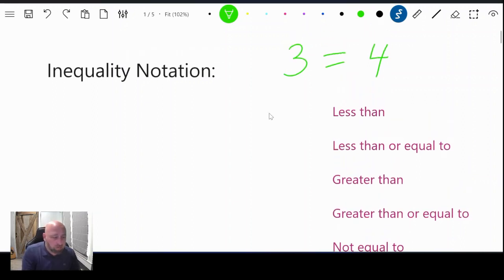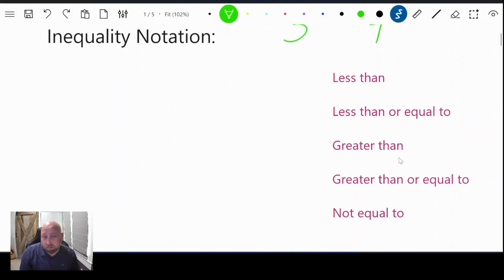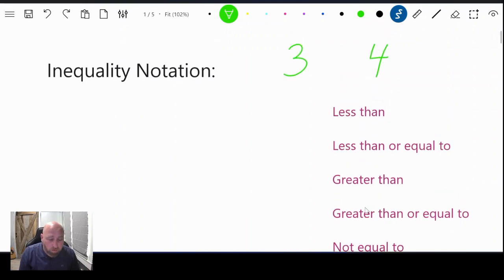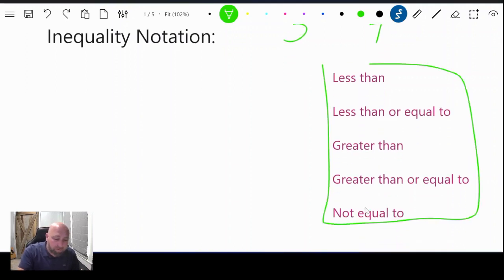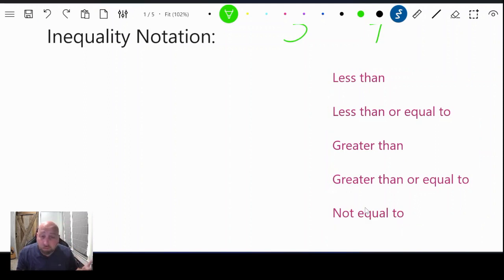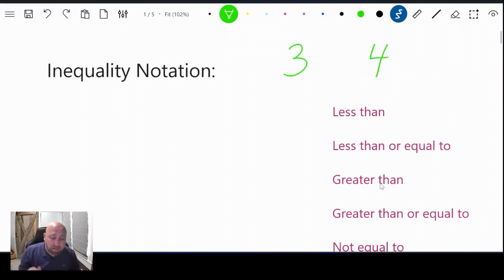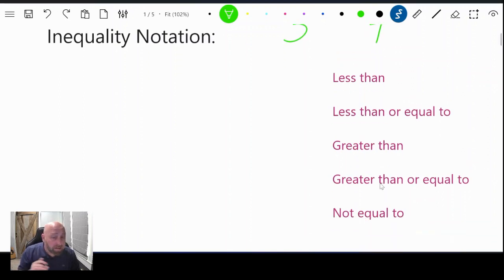So, we know that equals doesn't work, so we can't use that. Is 3 less than 4? Yes, it is. So we could use less than. That would work. Is 3 less than or equal to? Yes, it's less than, so we could use that one. Is it greater than? No, it's not. Is it greater than or equal to? No, it's not. Is it not equal to? Yeah, that one works too because 3 is not equal to 4. So in this list of 5 different inequalities, 3 of those actually worked for this one. So we could say less than, or less than or equal to, or that it's not equal to.